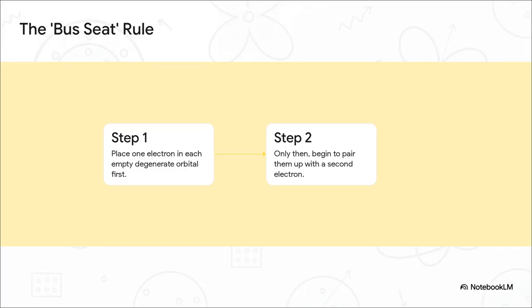And this illustrates it perfectly. Look at step 1. Let's say we have 3 electrons and 3 empty degenerate p orbitals to put them in. According to Hund's rule, you place one electron in each of those orbitals first. They all get their own seat. Then, as you can see in step 2, only when you add a fourth electron do you have no choice but to go back and start pairing them up. Electrons, it turns out, really value their personal space.